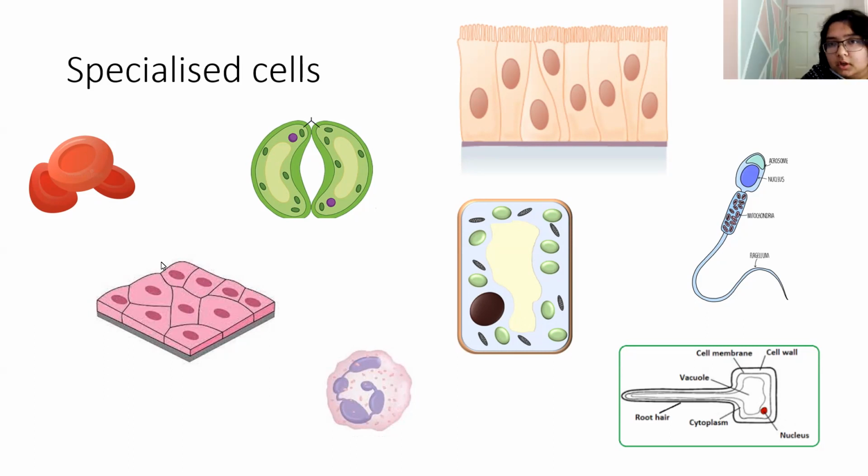The sperm cell. Perfect. Do you know any adaptation of a sperm cell? It has the flagella for movement. Yeah, perfect. So that helps it move across the fallopian tubes and the uterus and all that.